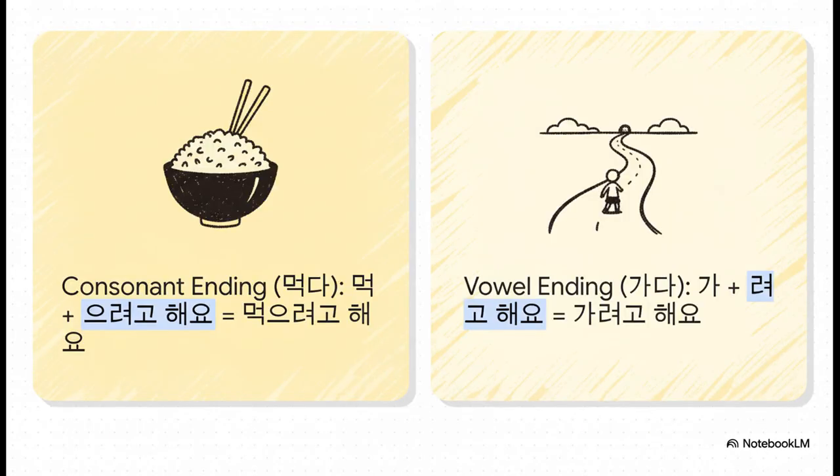And here's the rule in action. It's actually pretty logical. If your verb stem ends in a consonant, like mok from the verb 먹다, which means to eat, you're going to add 으려고 해. That gives you 먹으려고 해. But if the stem ends in a vowel, like ga from gada, to go, you just add ryeo-go hae-yo to get ga-ryeo-go hae-yo. That little 으 sound is really just a connector. It's there to make it easier to say, so the sounds don't crash into each other. It helps everything flow nice and smoothly.